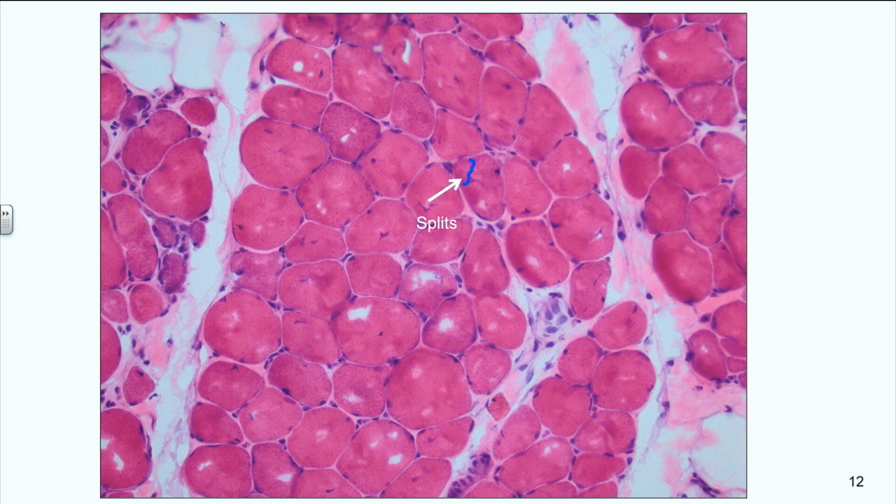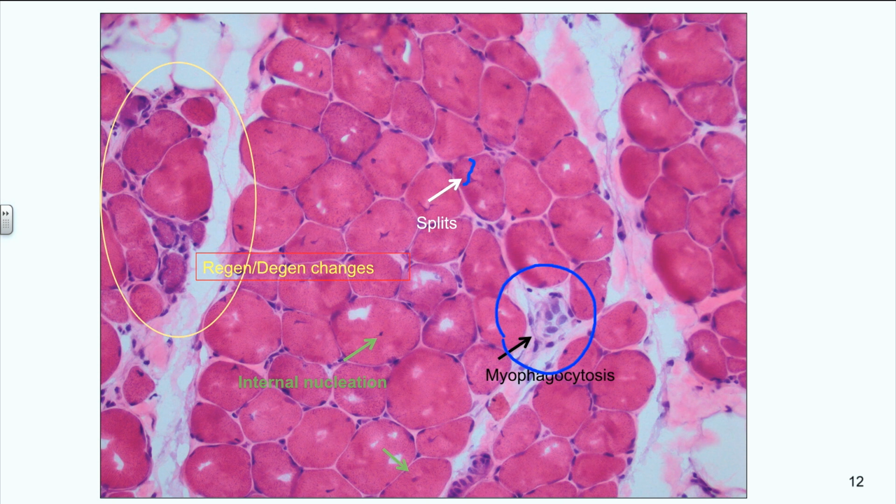Here is a higher magnification of the same skeletal muscle biopsy, from other areas that are a little better preserved. We have an attempt to split a fiber here. Some people may not really buy it, but I think it's there. We have internal nucleation. We have areas of regeneration and degeneration. And again, here you're talking about a primary muscle disease.